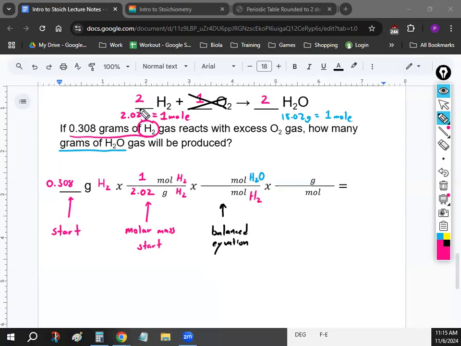All right, so if we take a look at the equation and we look at H2, you're going to notice there's a 2 in front of H2. So we put a 2 on the bottom. And the H2O also has a 2. So we put a 2 on the top. That's the second fraction.